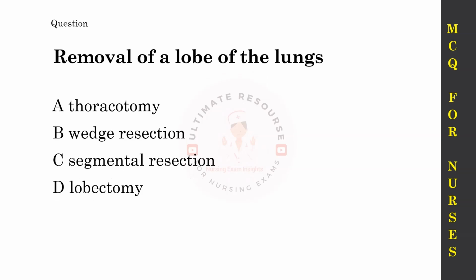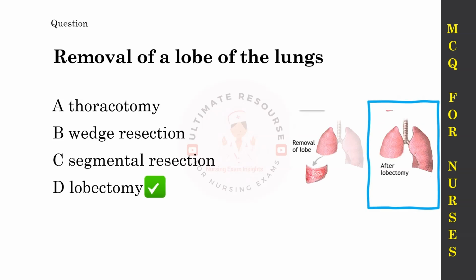Removal of a lobe of the lungs. Options are A. Thoracotomy, B. Wedge resection, C. Segmental resection, D. Lobectomy. The answer is D. Lobectomy.